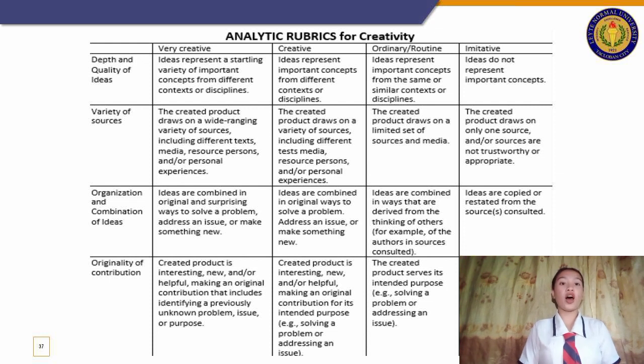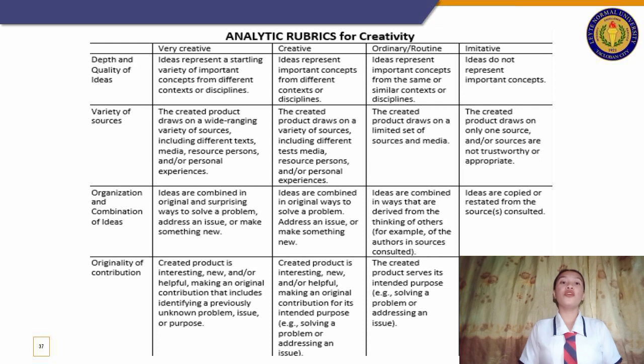So for instance, in depth and quality of ideas, we assess if the ideas represent a startling variety of important concepts. In variety of sources, we consider if the product is grounded on diverse sources. Organization and combination of ideas looks at how well the ideas are combined, and originality of contribution evaluates the uniqueness and contribution of the final product. The analytic rubric gives us a more nuanced understanding of where creativity shines and where it may need improvement.